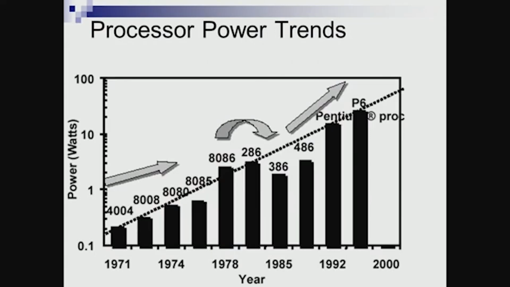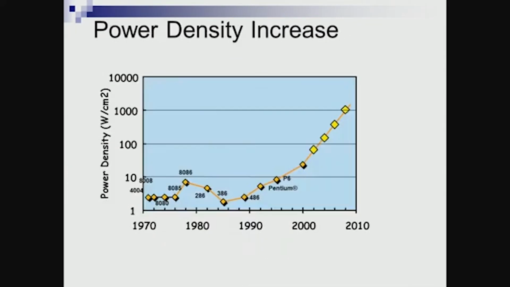Nothing comes free of cost. As the frequency started increasing, the power consumed by your processor also started rising exponentially. We have already seen a hot plate, and this is the trend. What you see on the y axis is again a log scale, showing power density, which is watt per centimeter square, consumed or dissipated by the chip.